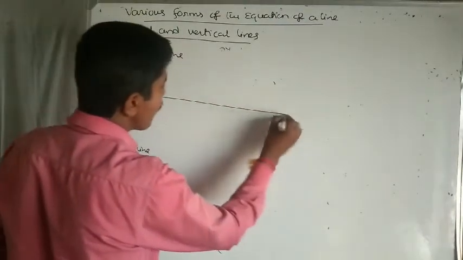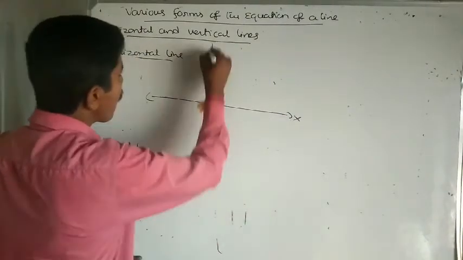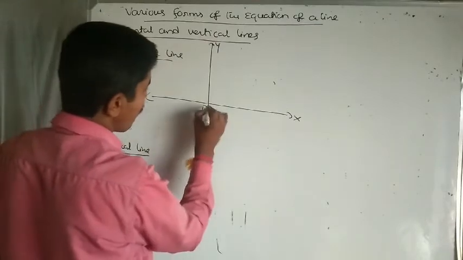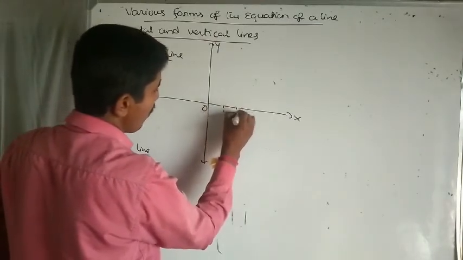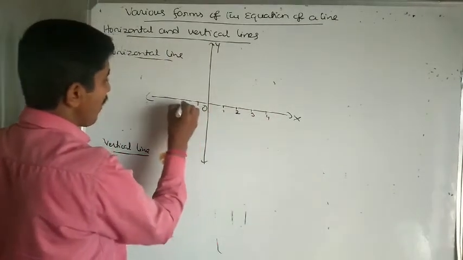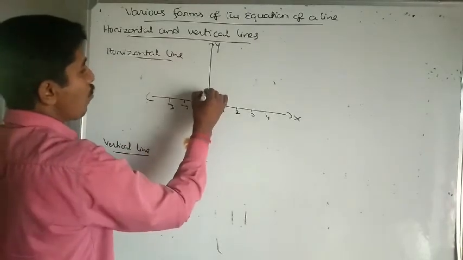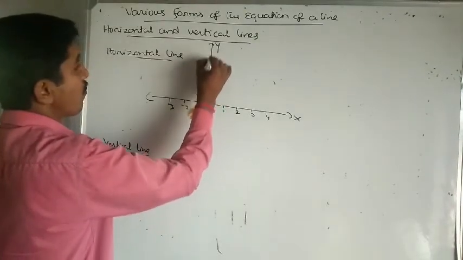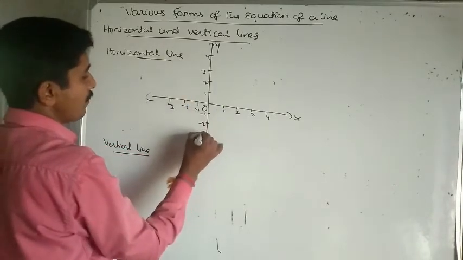Example, x-axis, y-axis, and this is the origin. I am going to mark numbers along the positive x-axis, positive numbers 1, 2, 3, 4, and so on. Along the negative x-axis -1, -2, -3, and so on. Along the positive y-axis 1, 2, 3, 4. Along the negative y-axis -1, -2, -3.